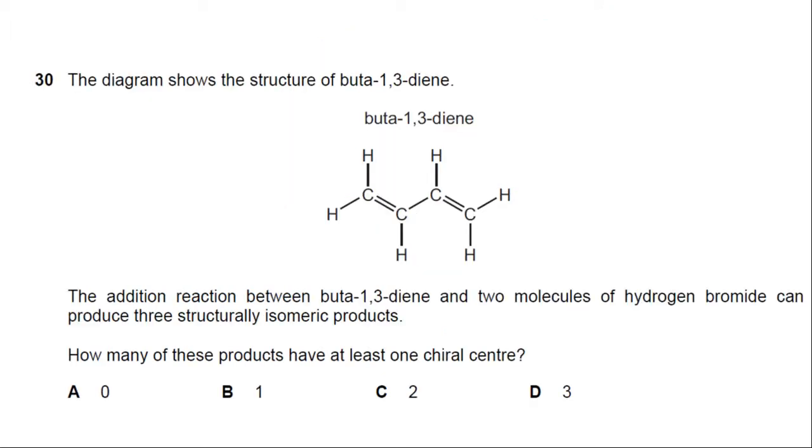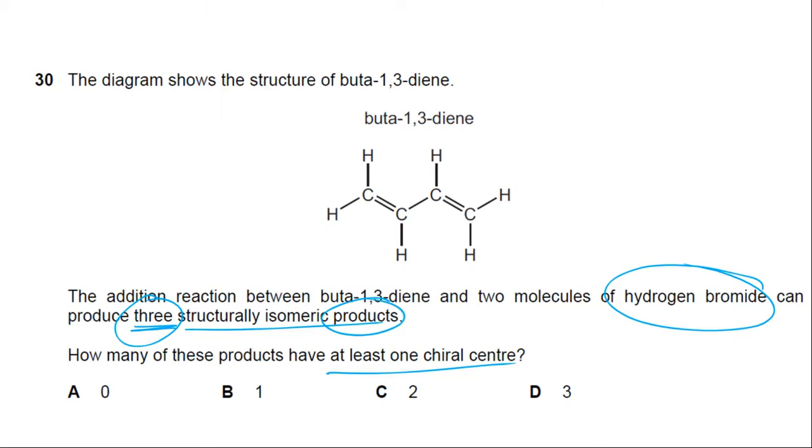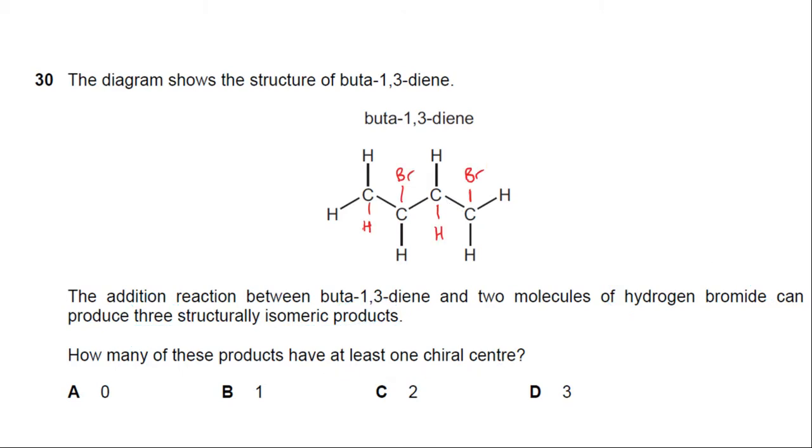The diagram shows the structure of buta-1,3-diene. The addition reaction between buta-1,3-diene and two molecules of hydrogen bromide can produce three structurally isomeric products. So we're not looking at stereoisomerism, we're looking at structural isomerism. So it says how many of these products have at least one chiral center. We know that there are going to be three products. That's what they've given to us already, and we just have to identify those three different structural isomers, and then we need to decide how many of them have a chiral center. So in this case, I'll start off with the first possibility.